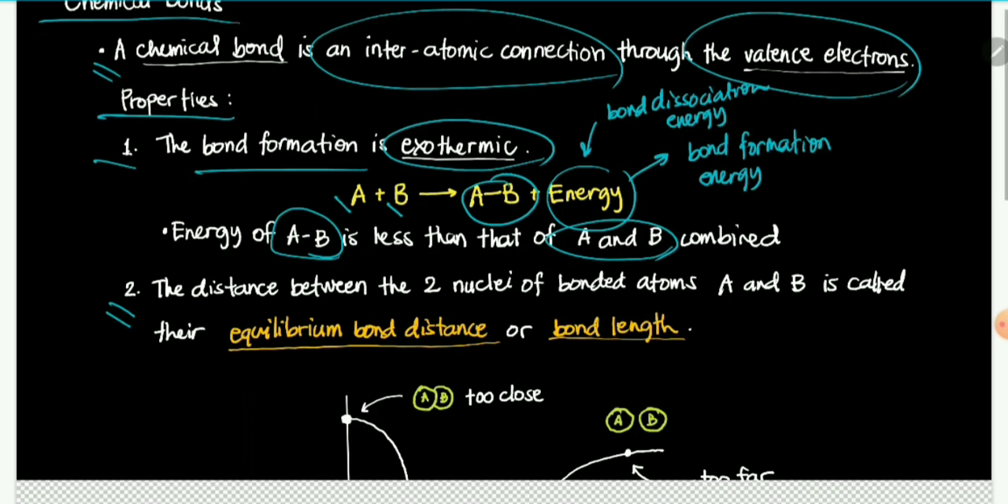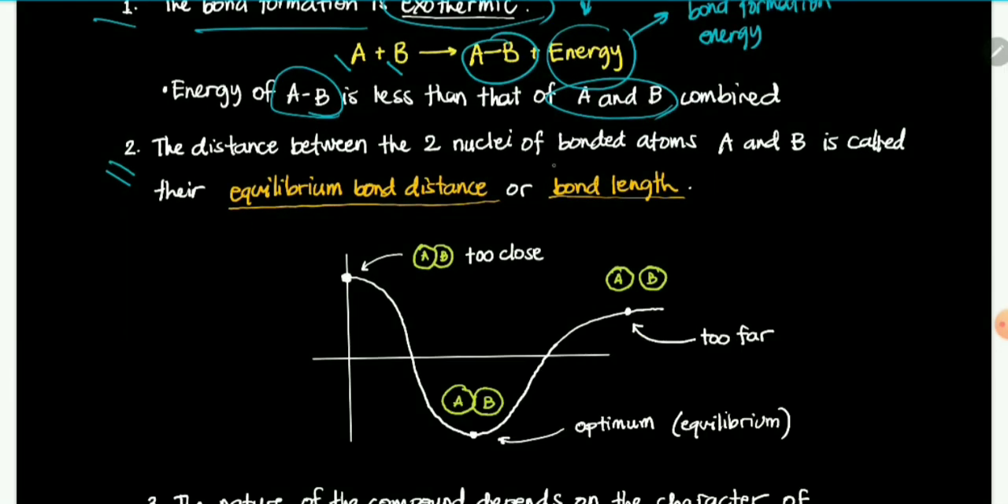So, for the number 2, the distance between the two nuclei of bonded atoms A and B is called their equilibrium bond distance. Siyempre, meron tayong equilibrium bond distance. Hindi pwedeng masyadong malapit kasi magkakaroon na ng repulsion between the nuclei of A and B. So, masyado na magkalapit yung kanilang center. So, magre-repel na yung mga protons nila.